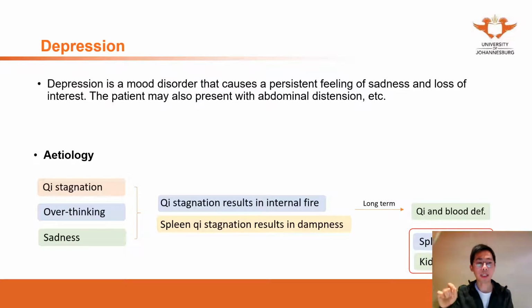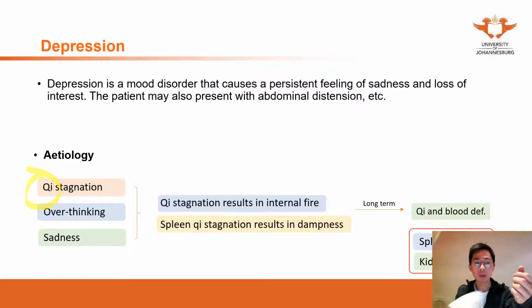Stagnation. But what can stagnate? Not only qi, although we say qi stagnation. But apart from qi stagnation, there can also be blood stagnation, phlegm stagnation, food retention. When the food stays there, it also results in stagnation.